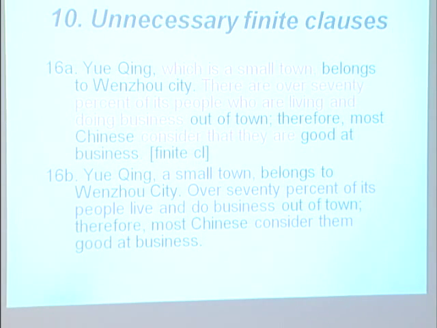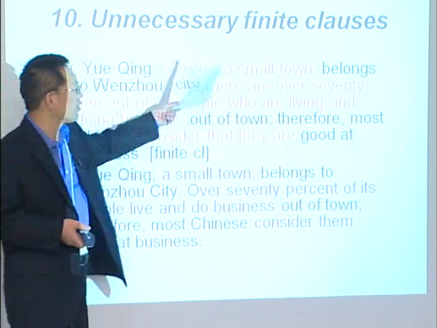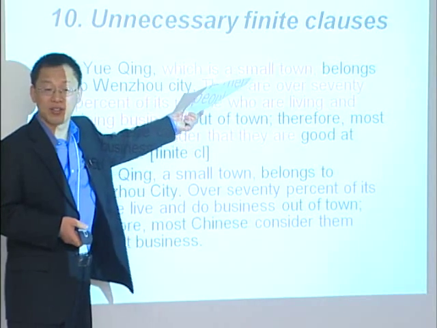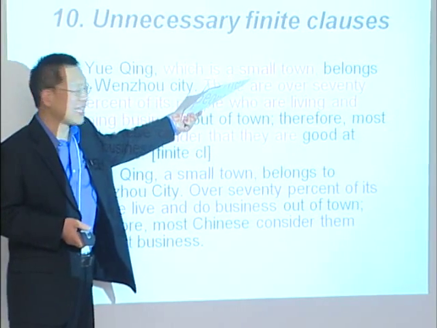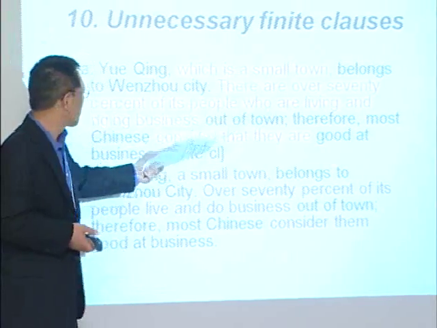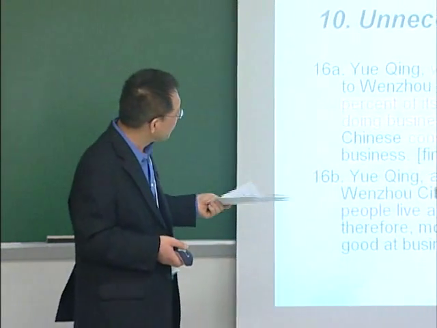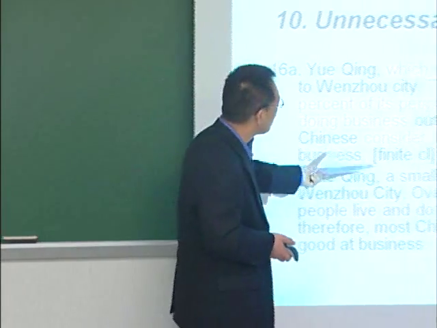Unnecessary finite clauses, it's better to look at examples. Yueqing, which is a small town, there's a finite clause, belongs to Wenzhou City. There are over 70% of its people who are living and doing business out of town. Therefore, most Chinese consider that they are good at business. So these clauses are called finite clauses. They have full clauses, and they have a verb that reflects tense and a subject-verb agreement, right? And you can see this segment has 1, 2, 3, or 4 finite clauses.